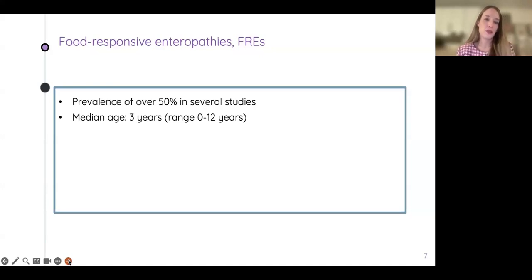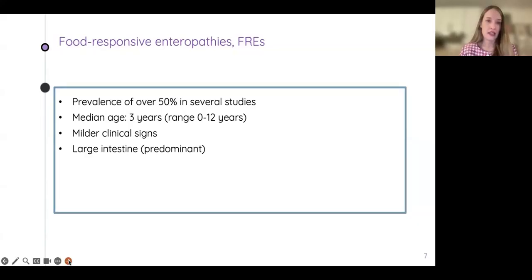With food responsive enteropathies, we can see it at any time point in a dog's life, but normally the younger the dog, the more likely it is that it's food responsive. And oftentimes we see in this presentation a bit milder clinical signs.